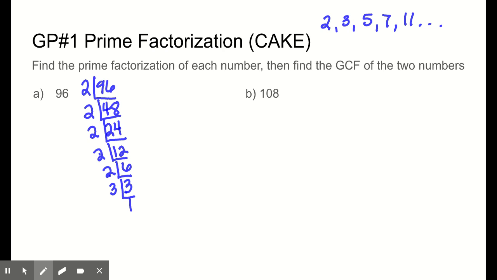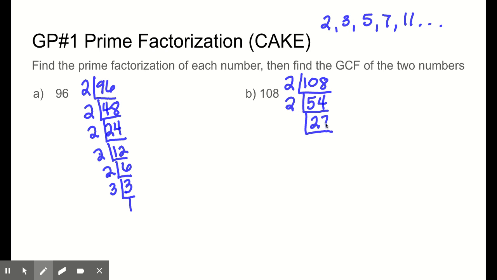So now we're going to do the same thing for 108. We're going to start by dividing out the smallest prime number, which is 2. Remember that in order to determine whether or not a number is divisible by 2, we look at the last number. If it's an even number, then it is divisible by 2. So 108 divided by 2 is 54. 4 is even, so I can still divide by 2. 54 divided by 2 is 27.